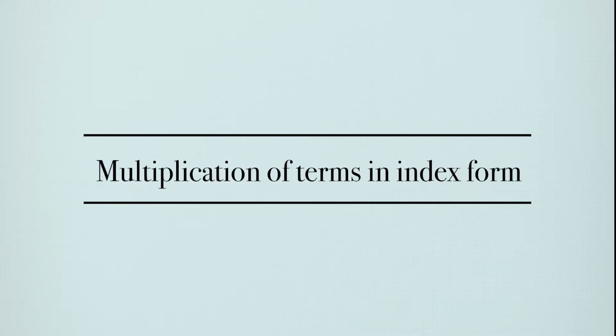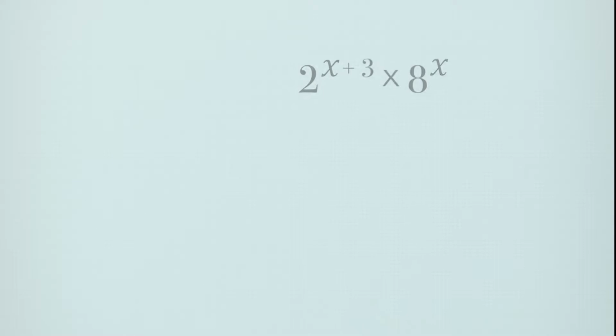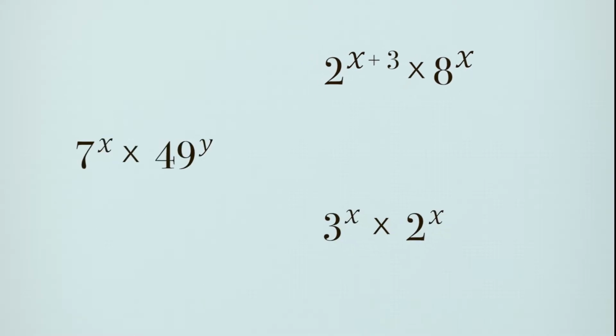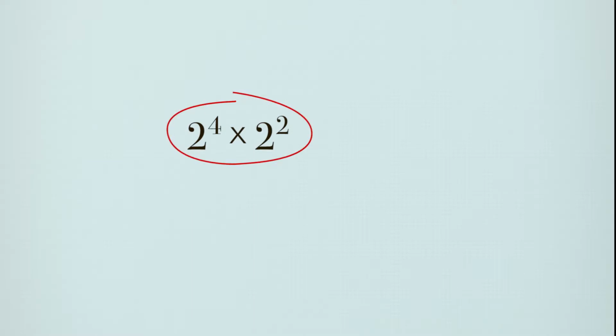In this video, we will look at how to simplify these expressions, or how we can multiply terms in index forms. First, let's look at this expression. How do we multiply these two index forms? In other words, what is the value of this expression?